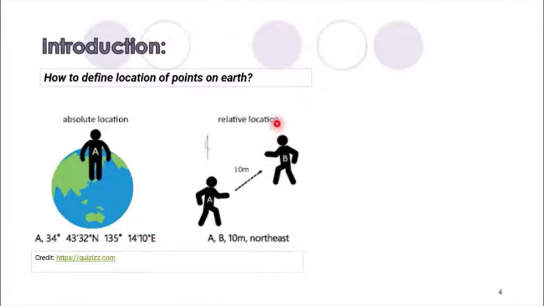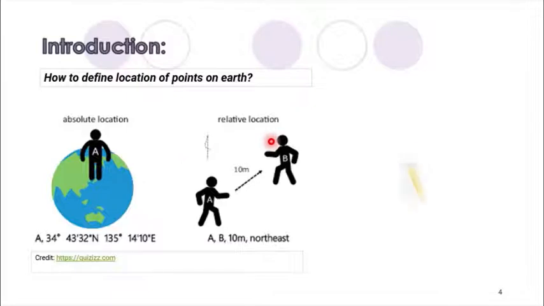However, in relative location, the position of point B is defined in reference to the position of A, such as A to B is 10 meters northeast. This is relative because this amount, 10 meters northeast, will change as B moves or as A moves.